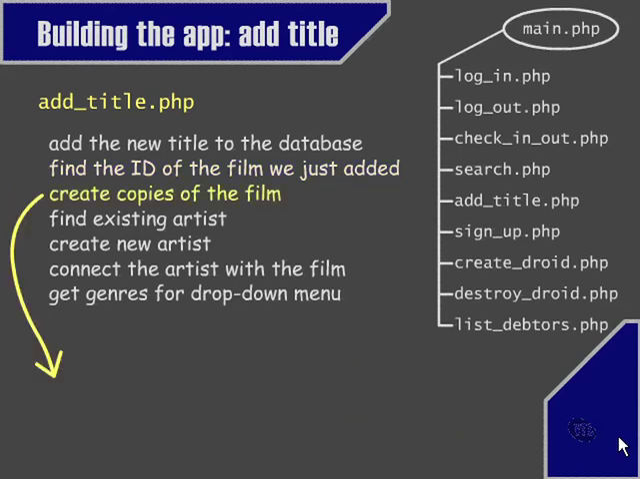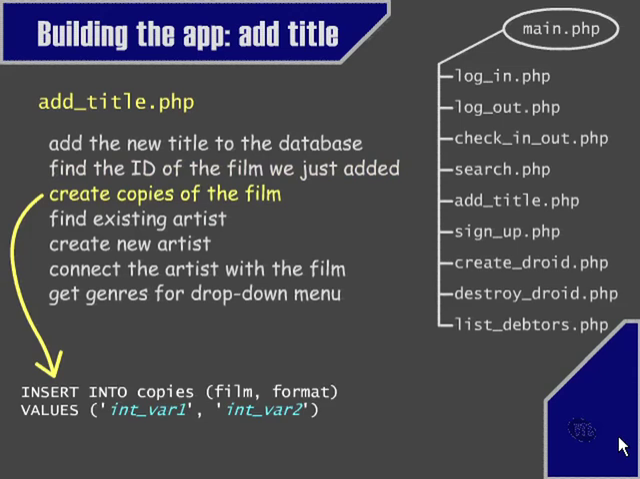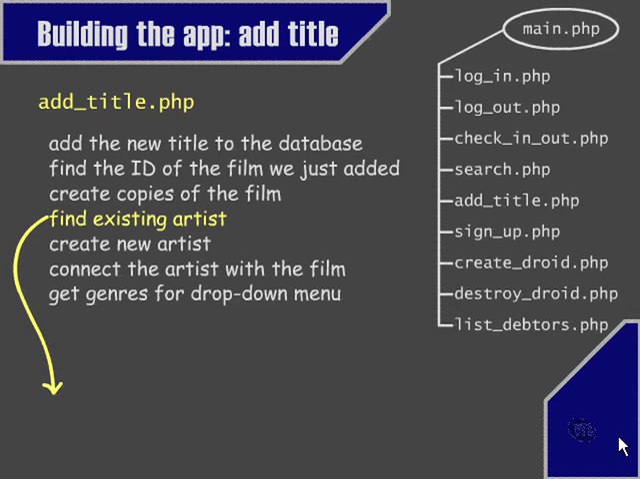Next we need to create some copies of the film, and this particular query has to be run twice if we have both DVD and VHS copies. When I say twice, I should say it has to be looped twice. Looped once for VHS, looped once for DVD, and the number of times that it loops in each case will be the number of VHS copies and DVD copies that we've just added to the shelves. Then we need to find the existing artist, if that artist exists, as we're going to add artists that are connected with the production of the film.